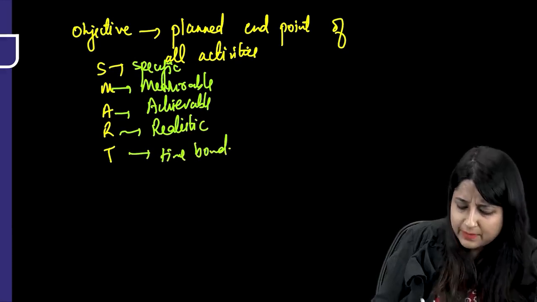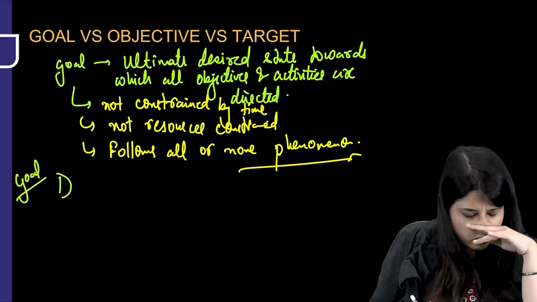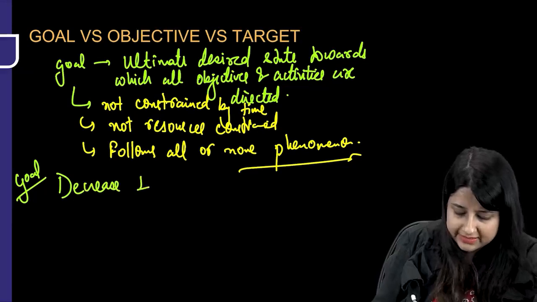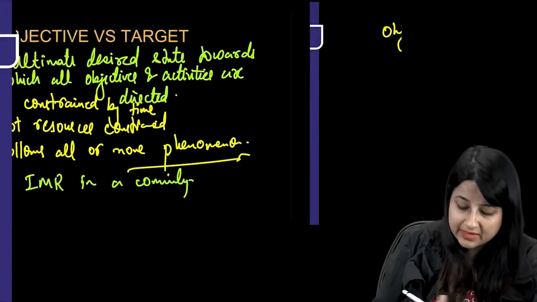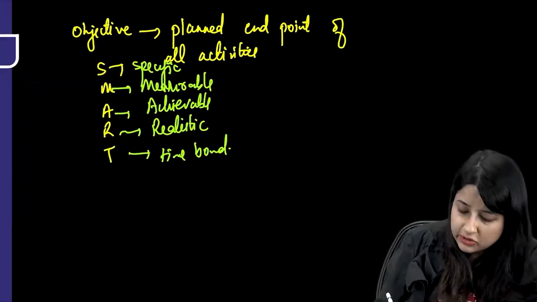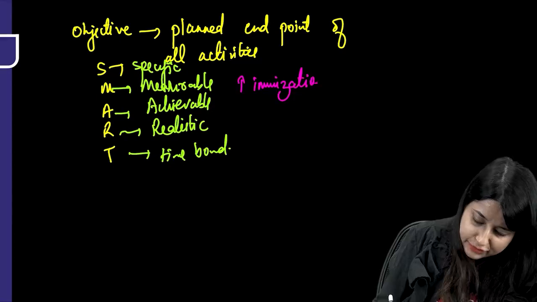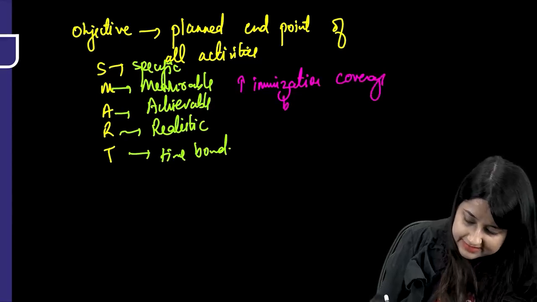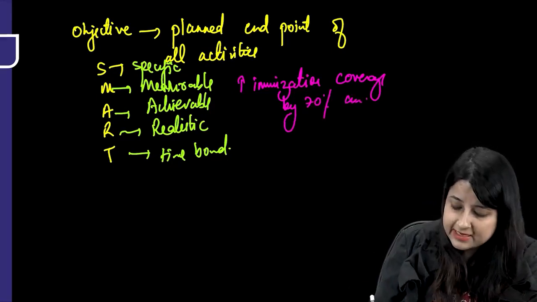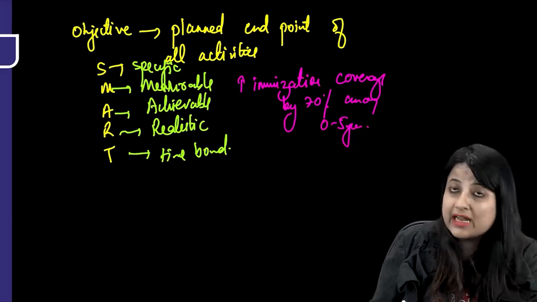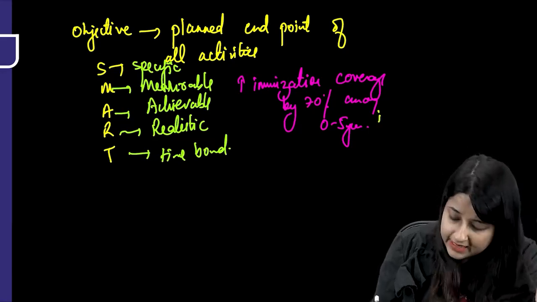Like my goal as a public health officer was to decrease, I'll just put an example, the IMR, infant mortality rate, in a community. That was my goal. For that, I set my objective. So what is the objective? Objective is to increase immunization coverage by, let's say, 70% among 0 to 5 years. So that was my objective. It's measurable, and it's achievable in, I could say, 1 year.